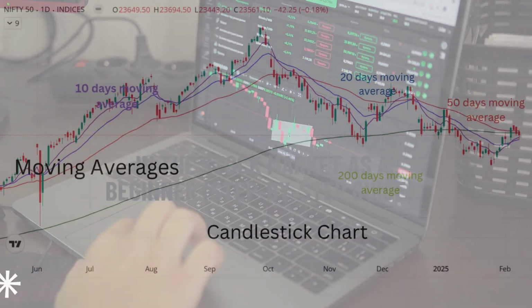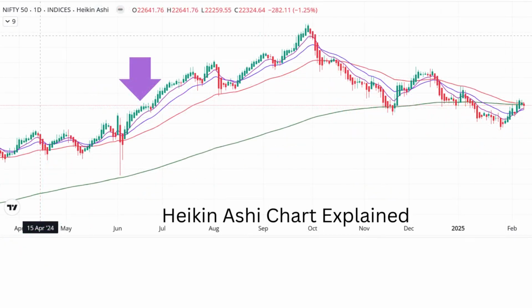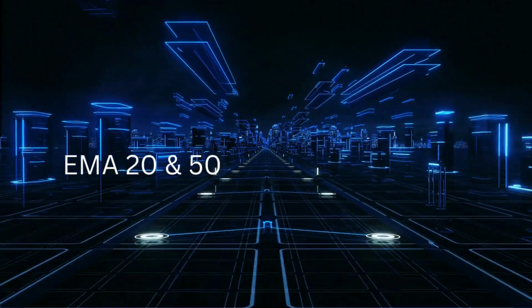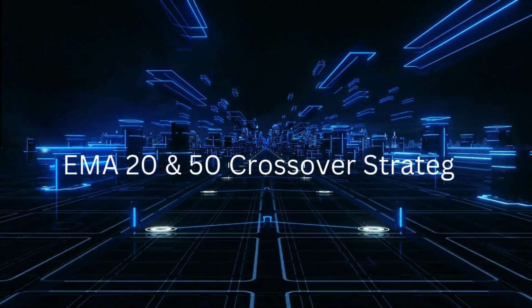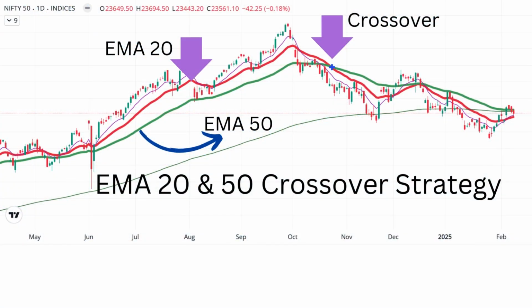In our previous episode, we examined moving averages, the Heikin-Ashi chart, and the super trend indicator, discussing how they can enhance your trading approach. Today, we will focus on the EMA 20 and 50 crossover, offering a concise overview along with its distinct benefits. But first, what is an exponential moving average, EMA?